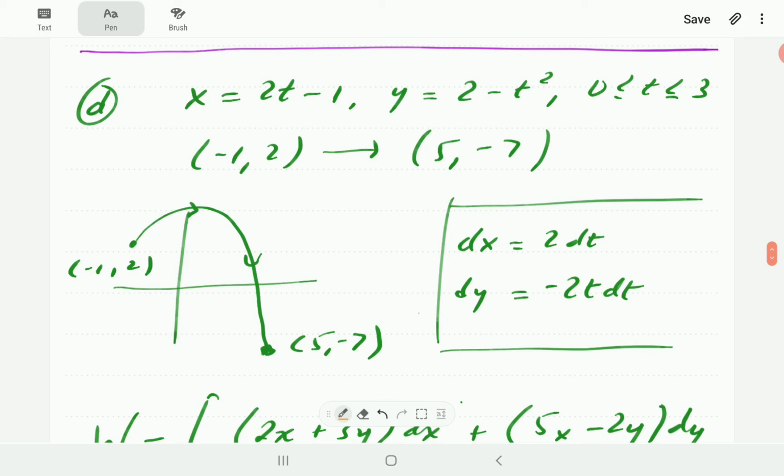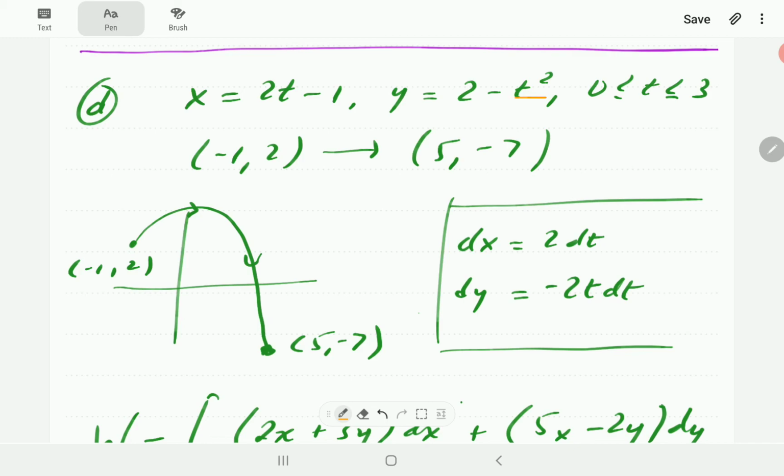Right, so for part D, again, we have a parabola. It's defined by these parametric equations. T varies from 0 to 3. So when t is 0, the point is -1, 2. When t is 3, the point is 5, -7, which you get by just substituting there.